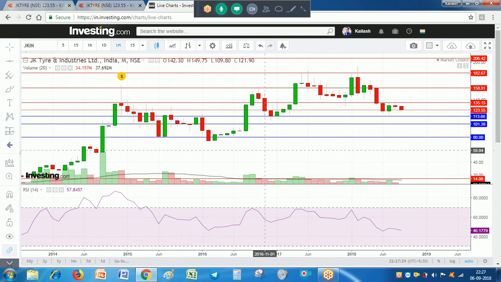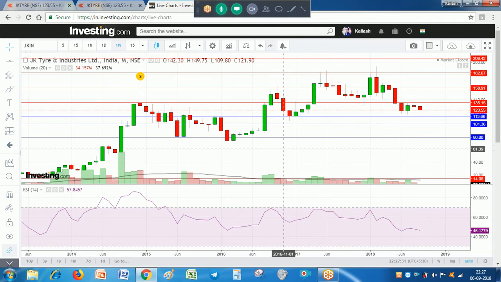So friends, if I have to trade on this JK Tyre, if I have to buy it, I will keep my strict stop loss at the 113 level. I will buy it above the 130 level, because you could see that the stock has remained in this range for quite a long time. So this level is actually a very strong support for the stock. I will keep an immediate stop loss of 113, and I could buy it above this level.